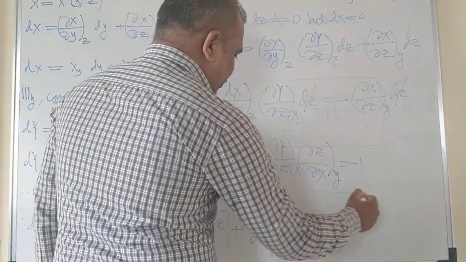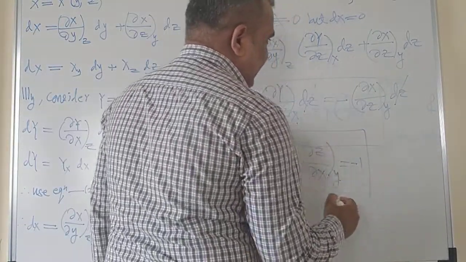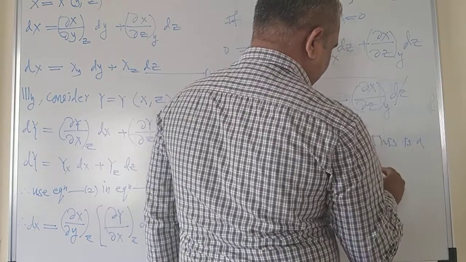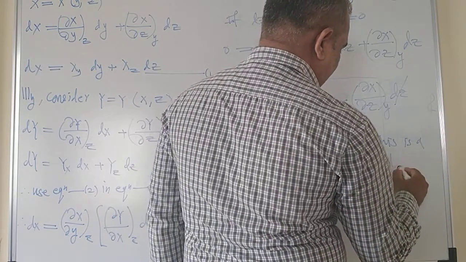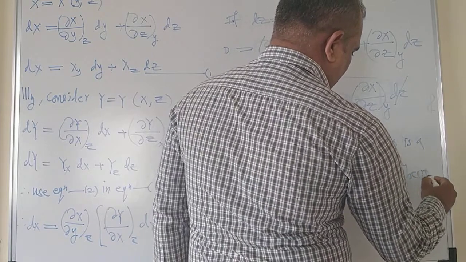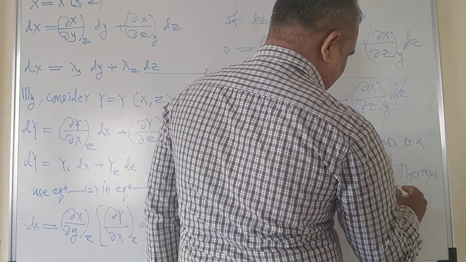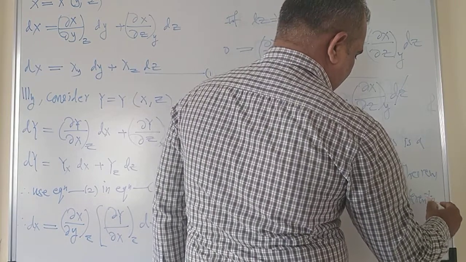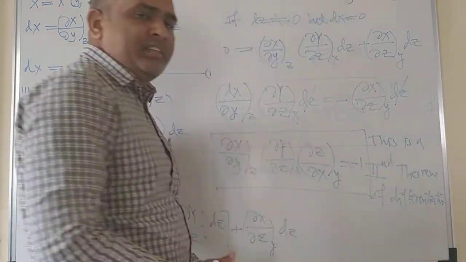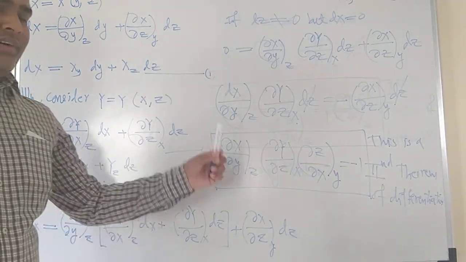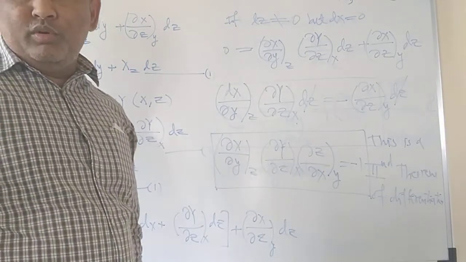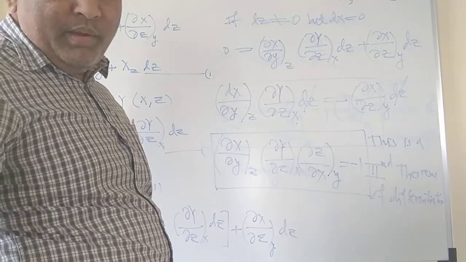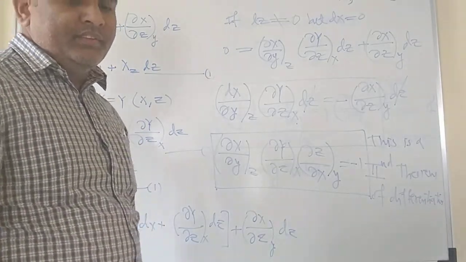So this gives us the second theorem of differentiation. This is the second theorem of differentiation. Hope you have understood both the first and second theorems on differentiation. Got it? Now let's go and solve the problem based on the differentiation.